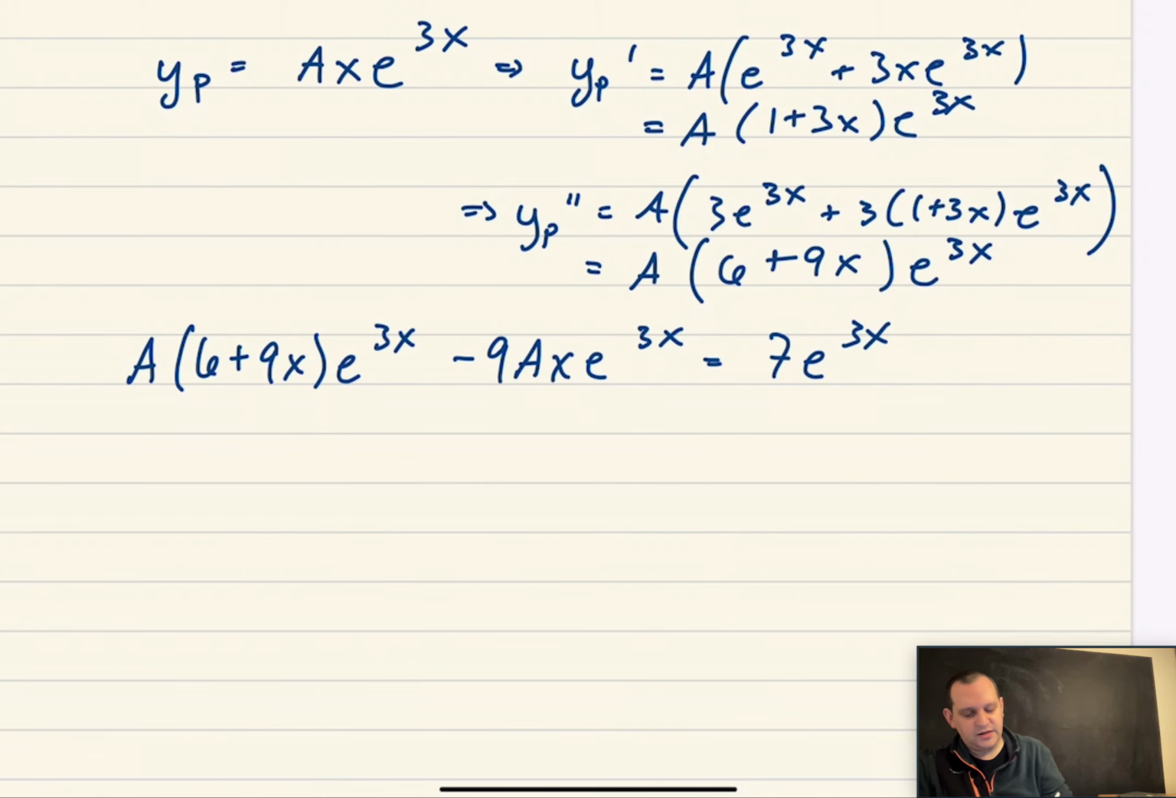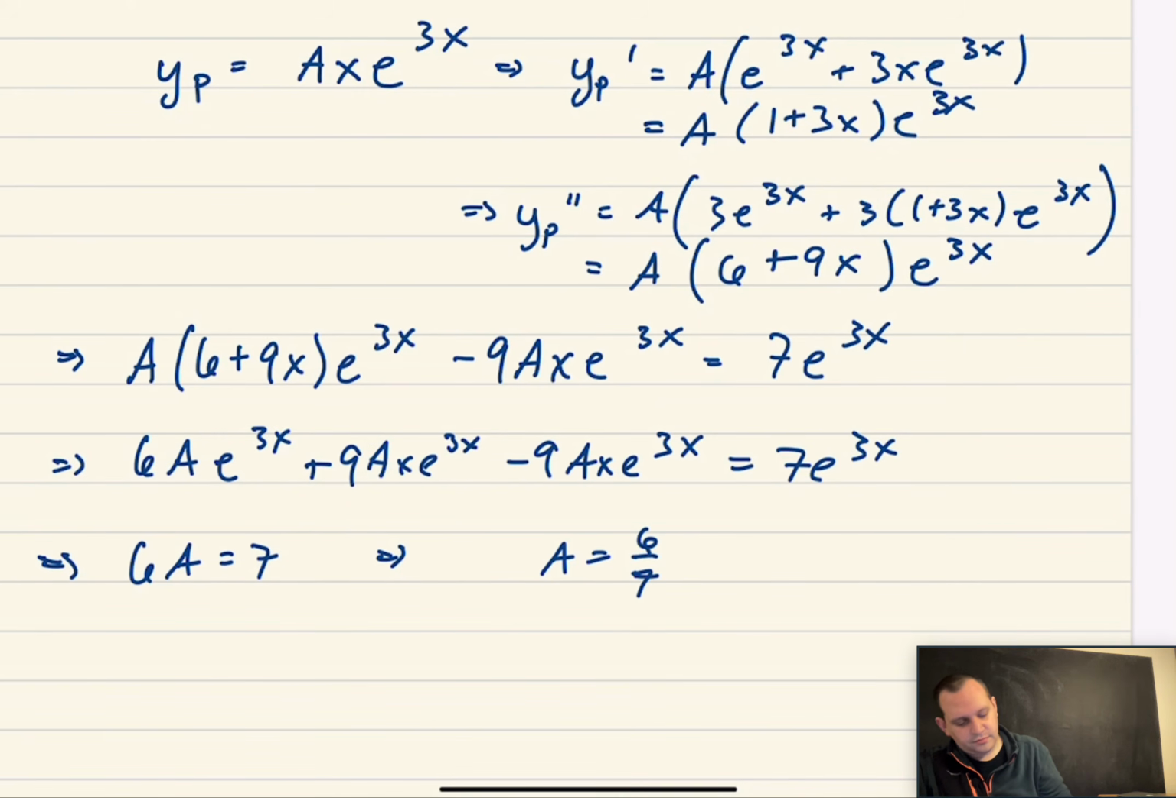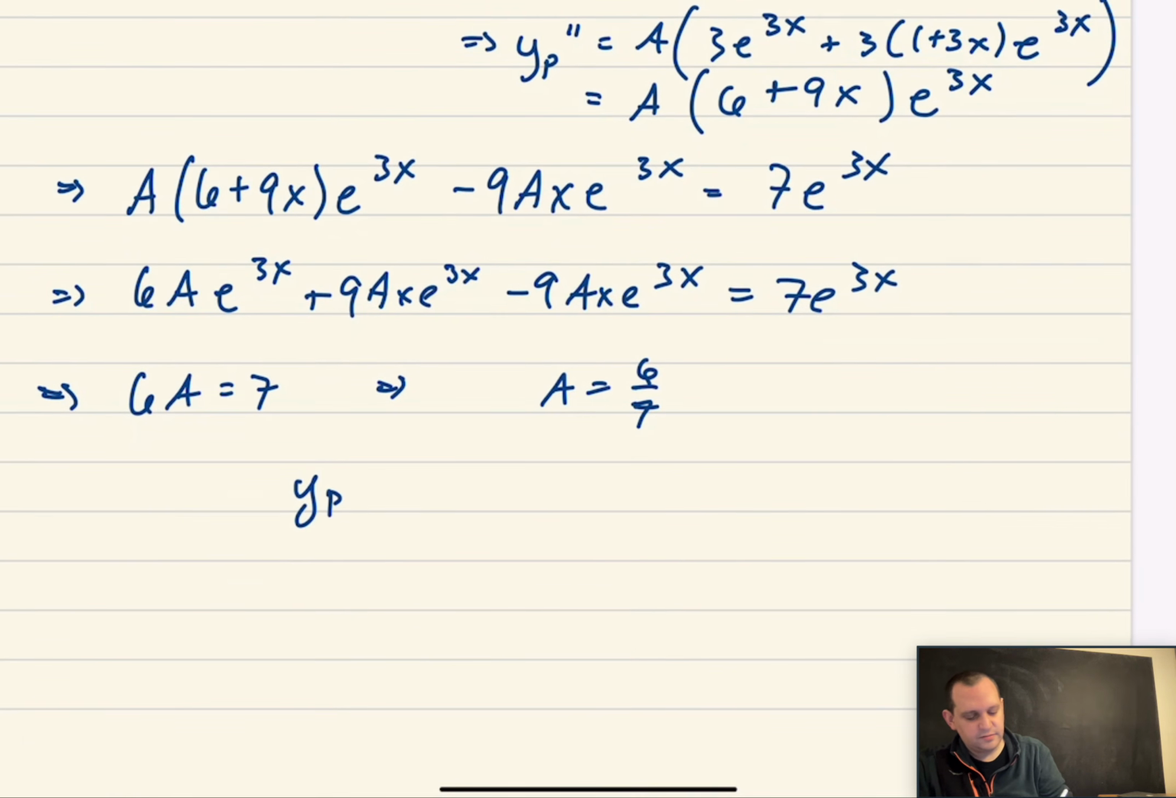So our equation is going to become 6a e to the 3x plus 9a x e to the 3x minus 9a x e to the 3x equals 7 e to the 3x. And that tells us that 6a is equal to 7, and therefore a is 7/6. So it turns out that our particular solution is going to be 7/6 x e to the 3x, don't forget the x.